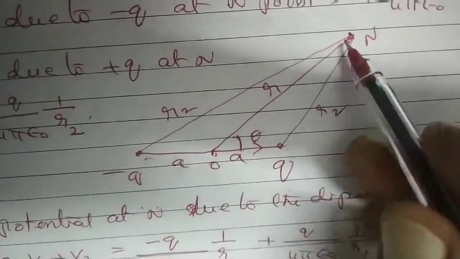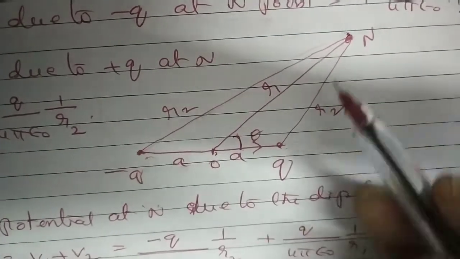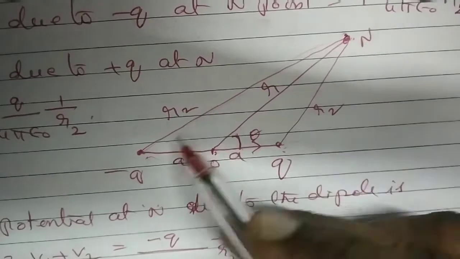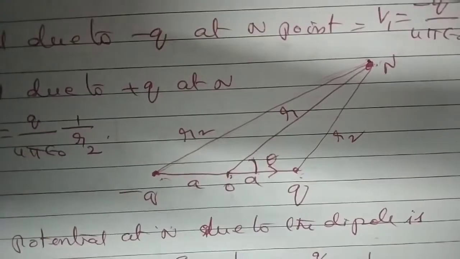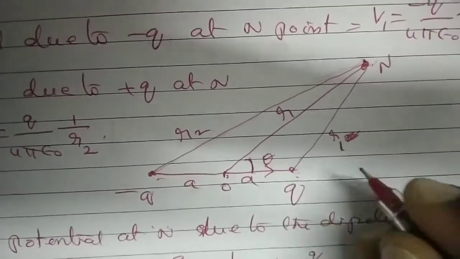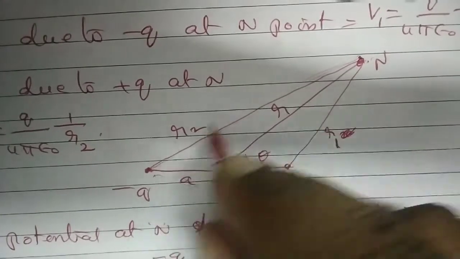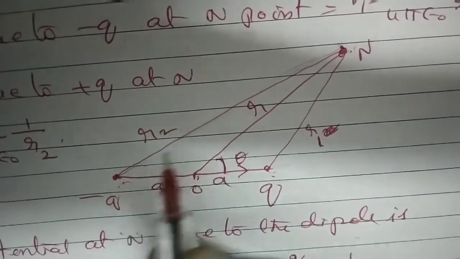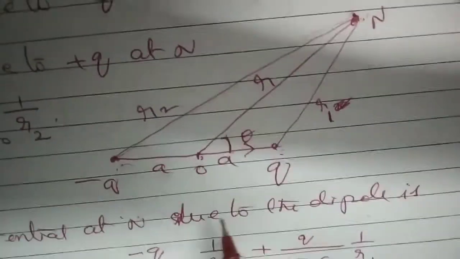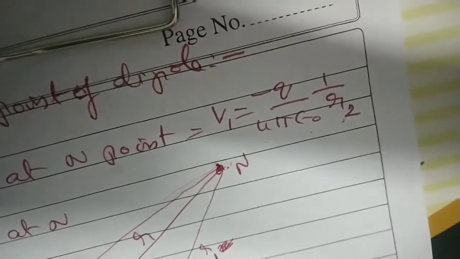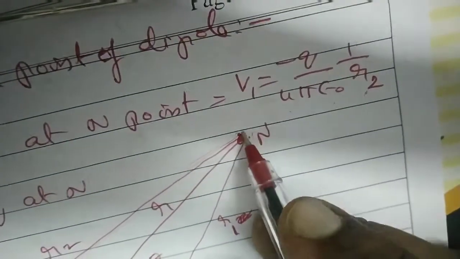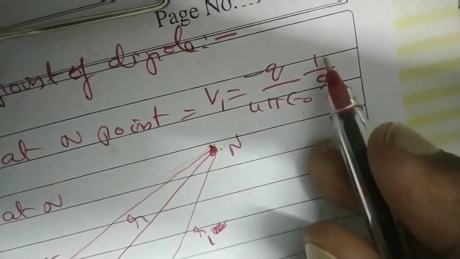First, I join minus Q to N and plus Q to N. That is a construction. I call this distance R2 and this distance R1. Then, due to minus Q, how much is the potential here? The potential due to minus Q, V1, is equal to minus Q by 4 pi epsilon 0 into 1 by R2, because the distance from the charge to that point is R2.